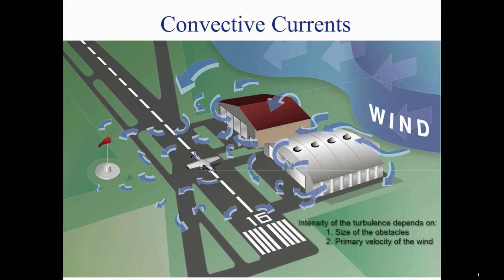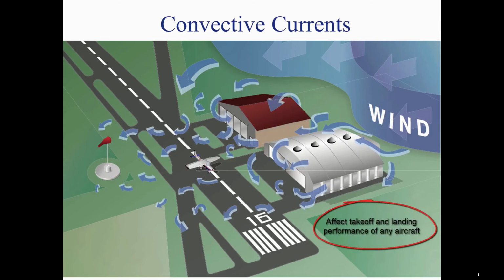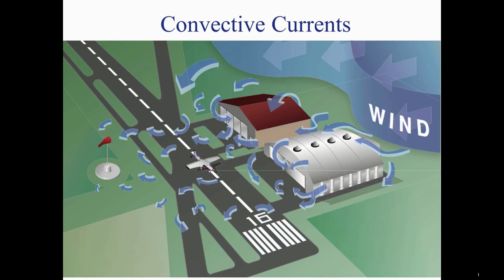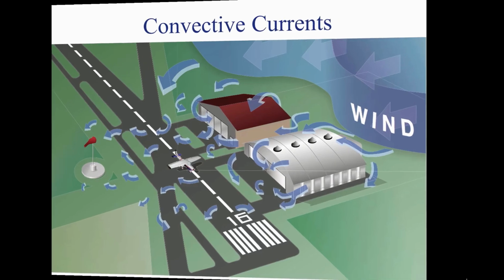The intensity of the turbulence associated with ground obstructions depends on the size of the obstacle and the primary velocity of the wind. This can affect the takeoff and landing performance of any aircraft and can present a very serious hazard. During the landing phase of flight, an aircraft may drop in due to the turbulent air and be too low to clear obstacles during the approach.